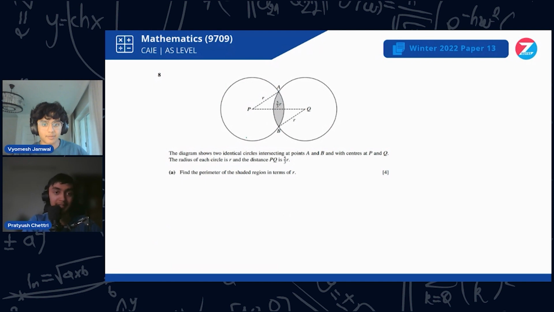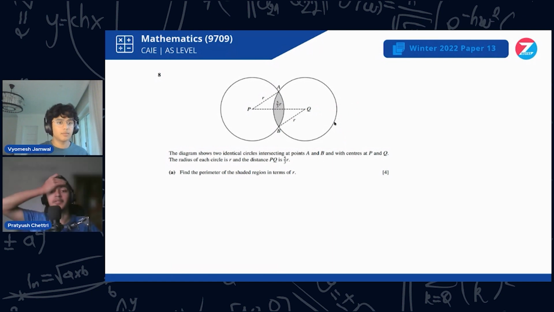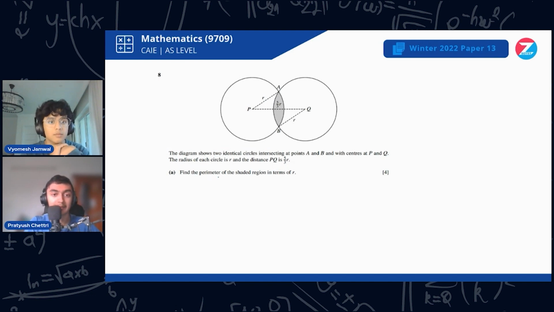This one was interesting. The diagram shows two identical circles intersecting at points. They're identical, which means their radius is the same. And their centers are P and Q respectively. The radius of each circle is R. The distance PQ is 5 over 3R. Find the perimeter and the shaded region in terms of R.